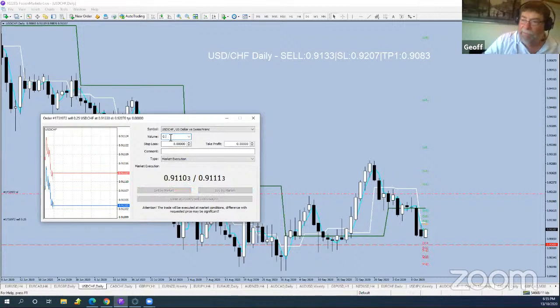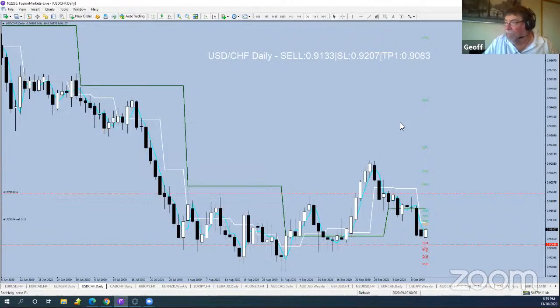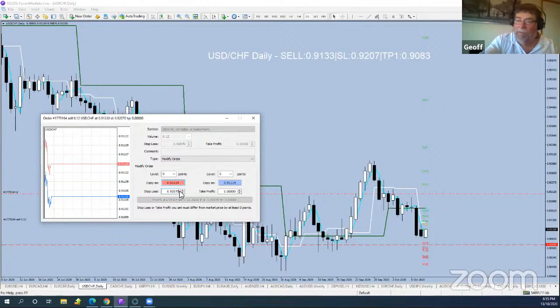Doesn't mean I'm giving up. It means I'm making myself safe. So we're taking what? 91.107, let's call it 91.11. So 22 pips. We now move our stop loss 22 pips from entry, which will be 91.55. $91.55 and bingo.